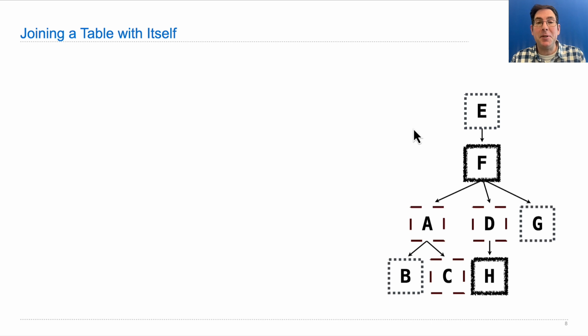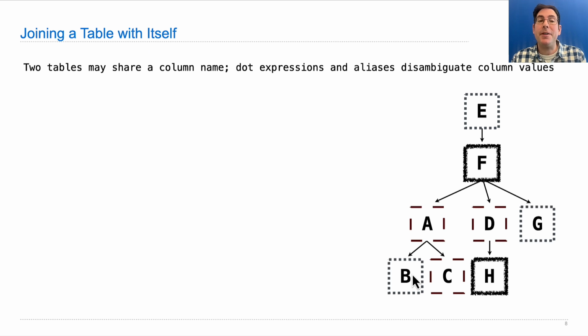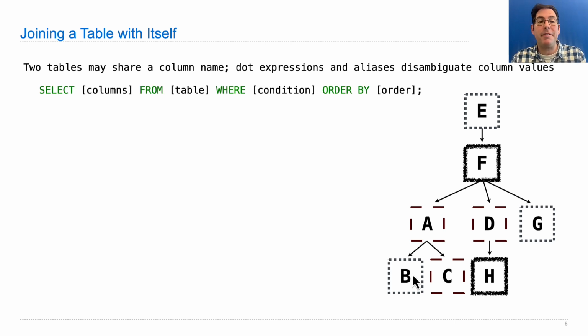So, for example, if you wanted to consider two parent-child relationships at the same time, like Finn is the parent of Ace and Ace is the parent of Bella, then you'd need to join the parents table with itself. Two tables may share a column name. Dot expressions and aliases disambiguate column values.